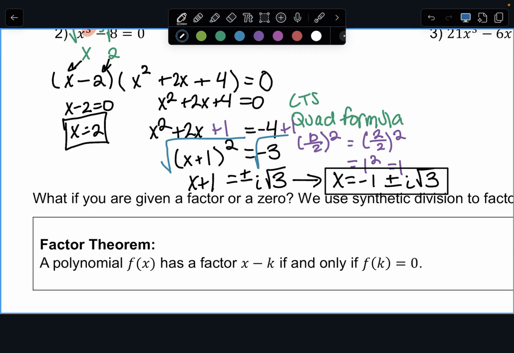If I were to graph this, which of these will show up as an x-intercept on my graph? Only the real one. On my graph, it's only going to look like I have one solution, one x-intercept. That's because this one's not shown, because it's imaginary. We are eventually going to be graphing these things, so just keep that in mind. This one does not show up as an intercept on our graph. Okay?